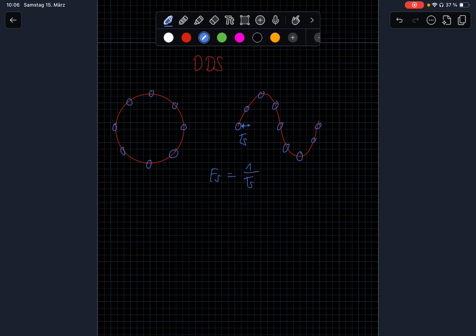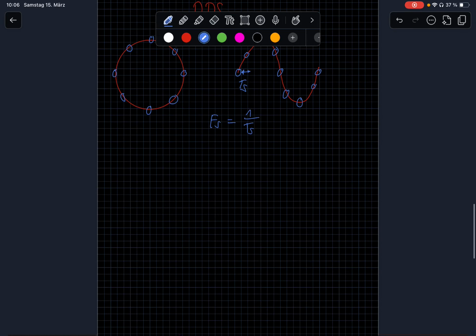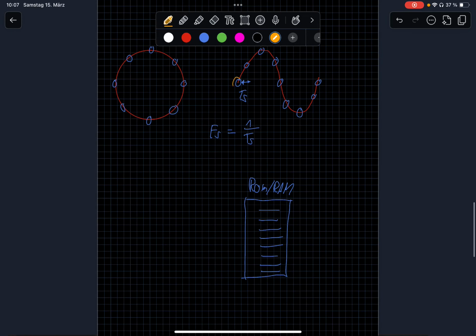For generating these values with an FPGA, instead of calculating the values, which is very expensive, we use a lookup table. So we have some memory, for example, RAM or ROM, and the values are saved in the lookup table, where, for example, the first value corresponds to the first memory value, the second to the second, and so on.